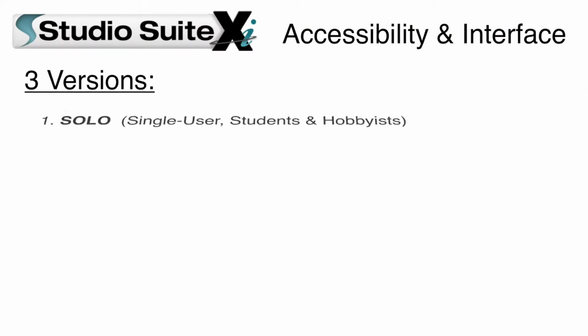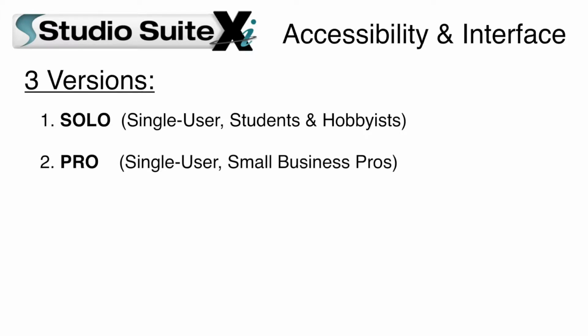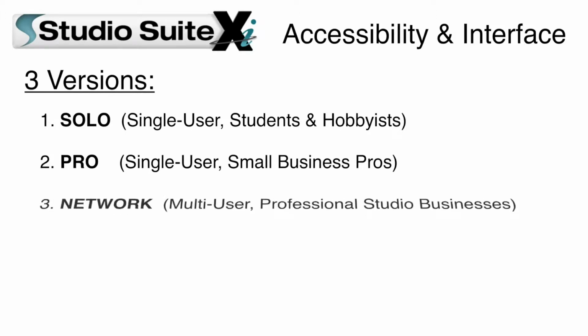Before we can talk too much about accessibility, we need to talk about the 3 versions of Studio Suite. The first one is Solo. This is our entry-level product. It's single user, and it's aimed at students and hobbyists. The next version is the Pro version. This is also single user, but aimed at small business professionals. And the third version is our network version. This is really our flagship version. It's multi-user, it's professional, it's aimed at studio businesses.